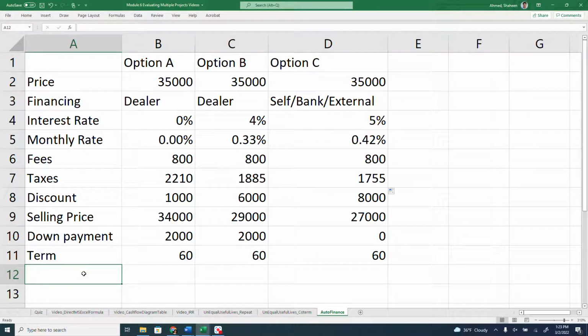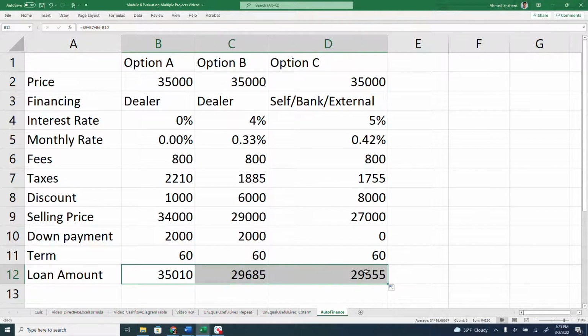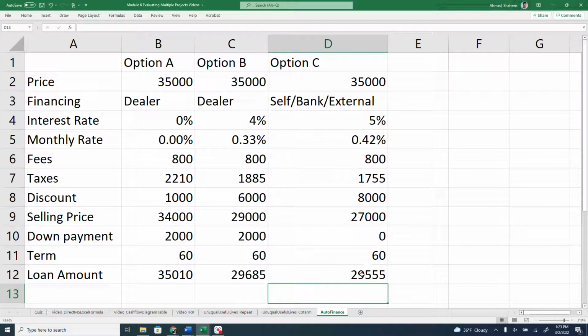The next thing we need to find out is the loan amount, how much loan we have to take for each of these options. That is the selling price plus the taxes plus the fees minus the down payment. We're going to have to pay the down payment upfront, so it shouldn't come into the loan amount. In this case there is no down payment, we are taking the entire loan from a bank, so that is the loan amount.